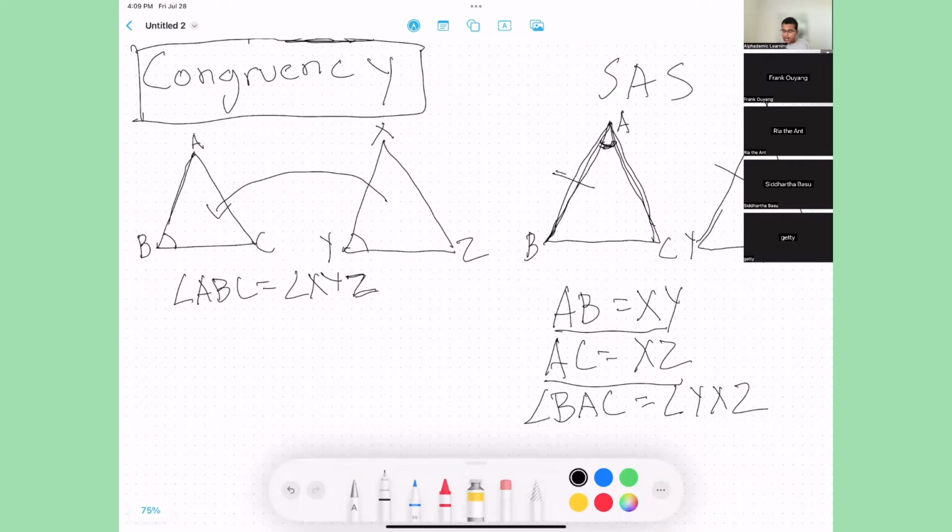And then the angle between those two corresponding sides that are equal has to be the same. Then these two triangles satisfy the side angle side congruency theorem. So side, and then the angle between them, and then the side. So that's why the theorem is called SAS congruency. Does that make sense?